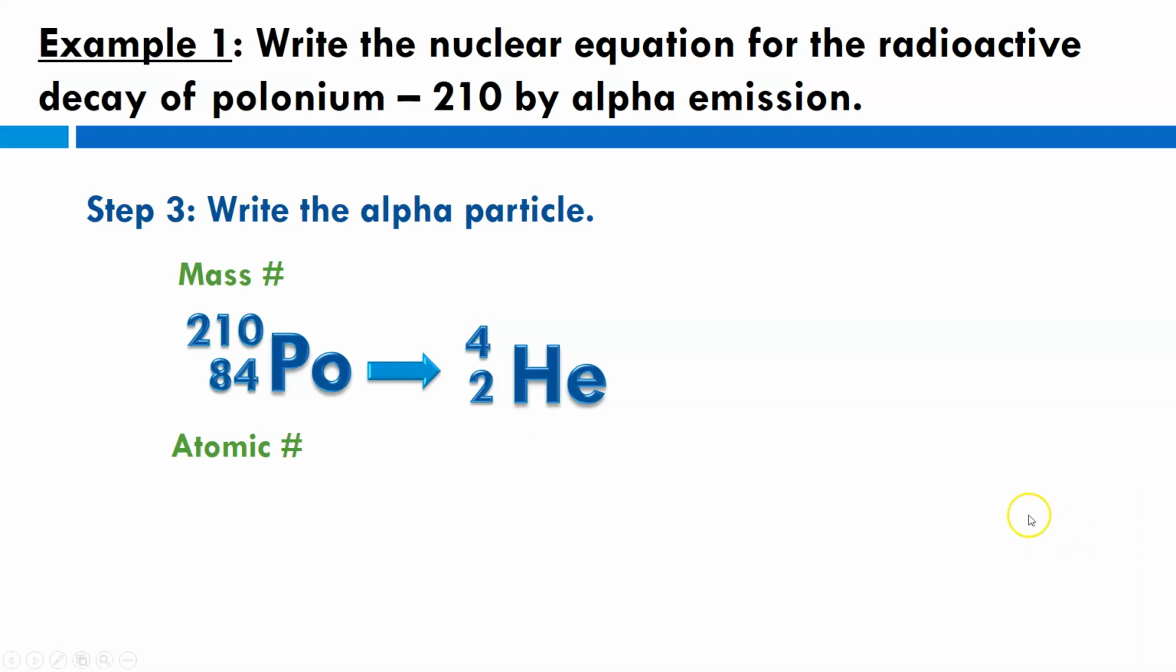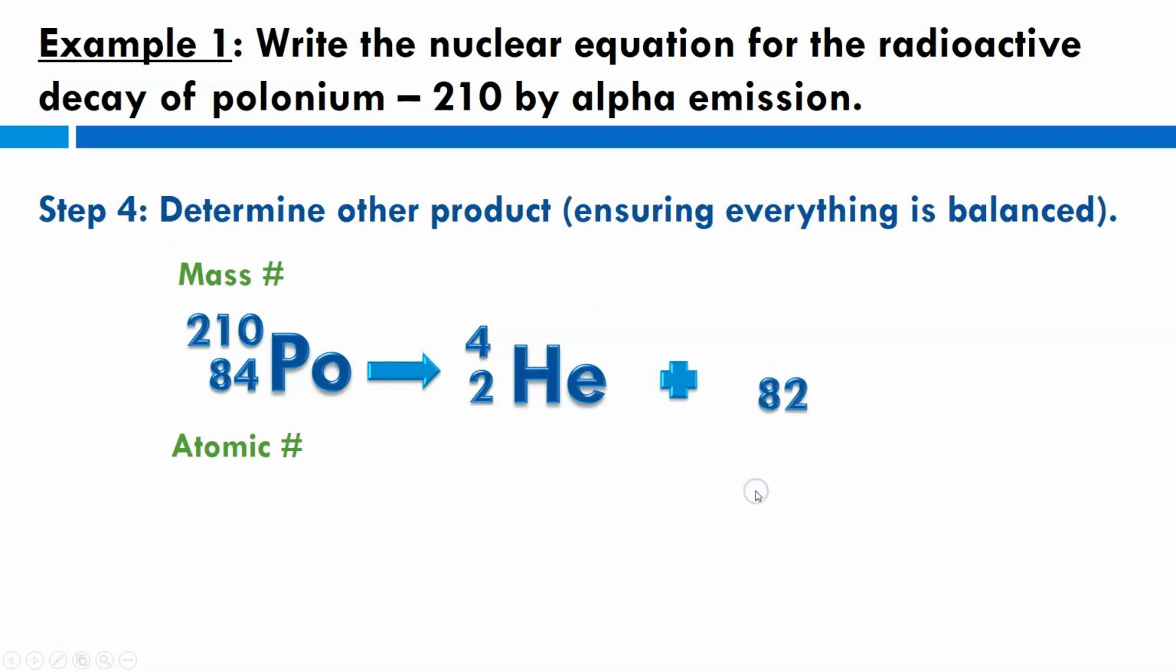Now what we have to do is figure out the missing part, okay? So what I'm going to do is look and say, okay, I need this to add up to 84 on the bottom. On the right-hand side, I only have a 2. What number do I have to add to a 2 so that it will eventually equal 84? And I'm going to do the same thing on the top. I need to equal 210. So what am I going to add to the 4 over here so that this entire side ends up equaling 210?